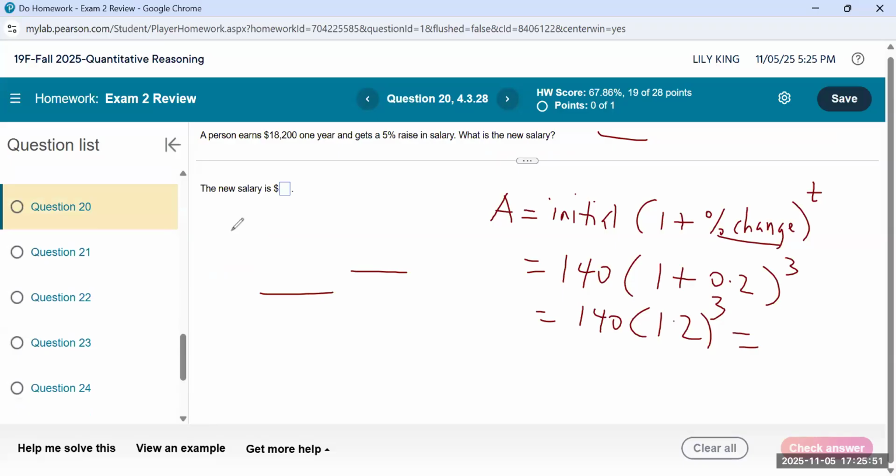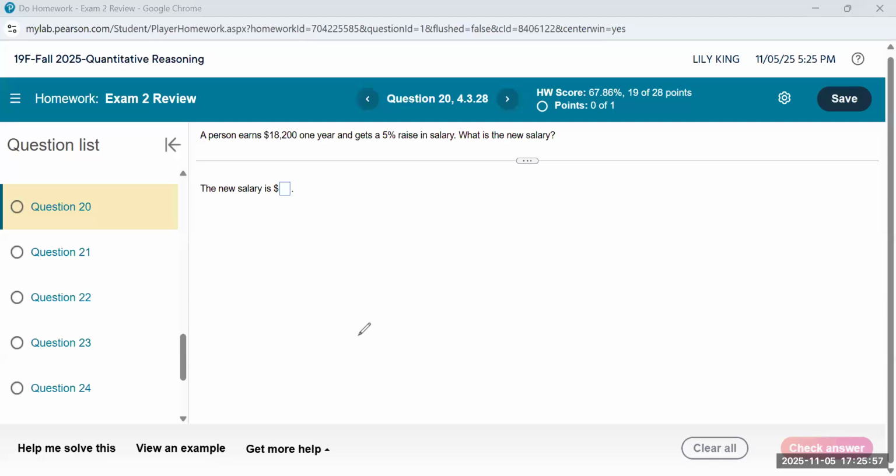All right, question 20. A person earns $18,200 one year and gets a 5% raise in salary. What is the new salary? So we have a percent increase. So we are increasing by 5%. So we have to add to 100. So we have 105%.